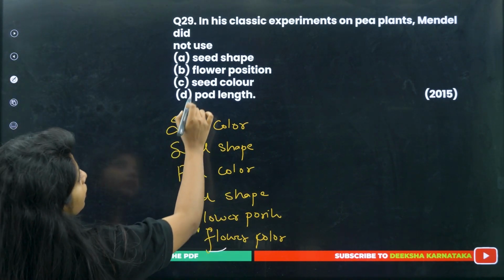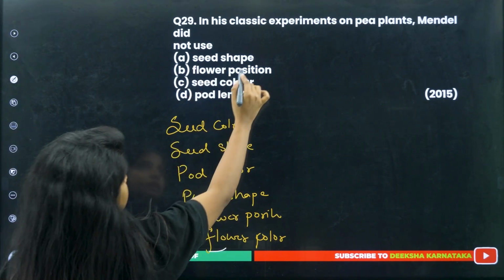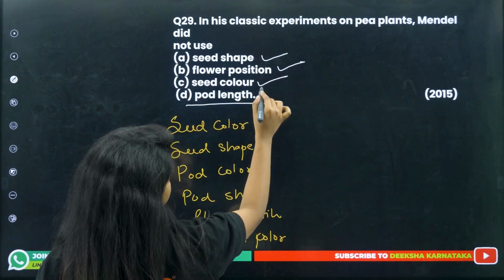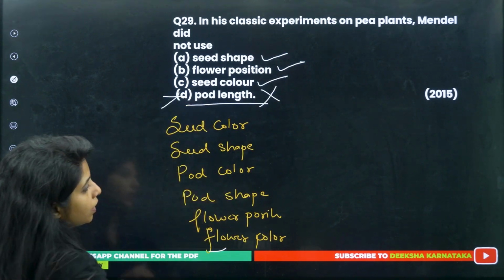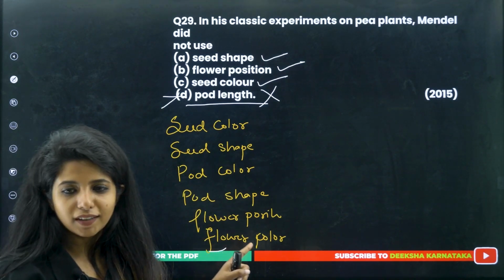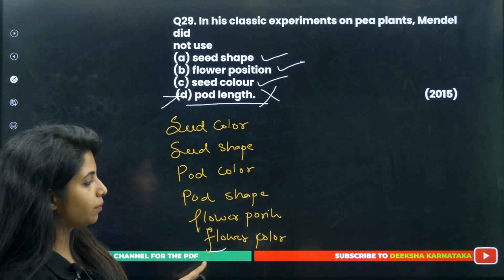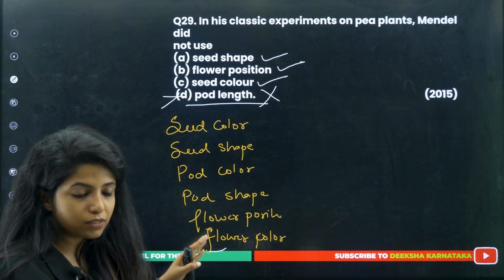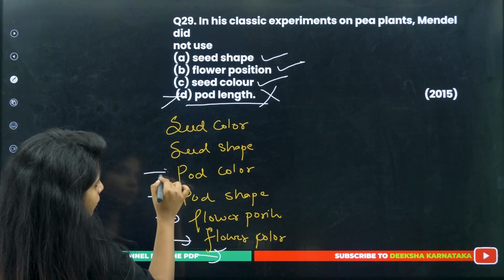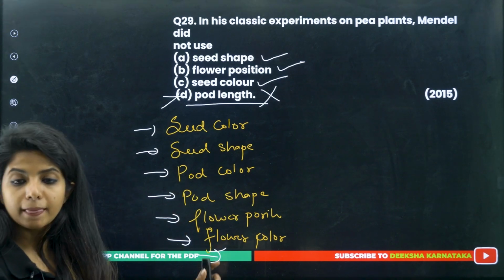Okay. Now, over here, which was that one which he did not use? Seed shape was used. Flower position was used, seed color was used, pod length is not something that he used. So this is the wrong one. Now, if you know the 7th one, you can also let me know in the comment section. Teachers are there. We can forget things. We teach a lot of things. We can forget a lot of things, right? So yes, definitely tell me in the comment, tell me the correct 7th one over here, if you remember it correctly. Somehow I'm not able to remember. I don't know why. Okay, going ahead.